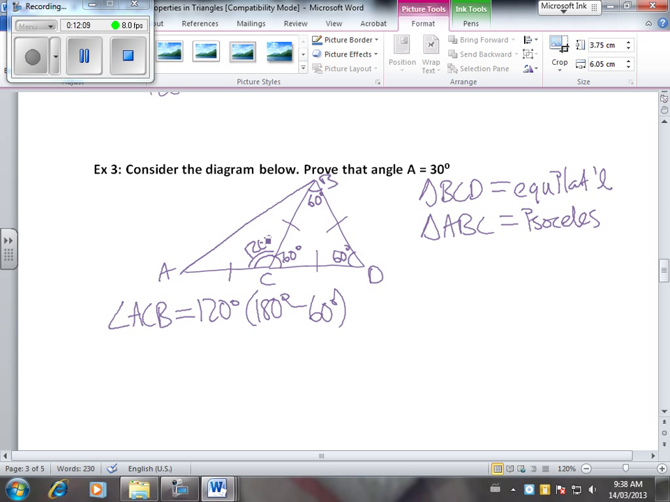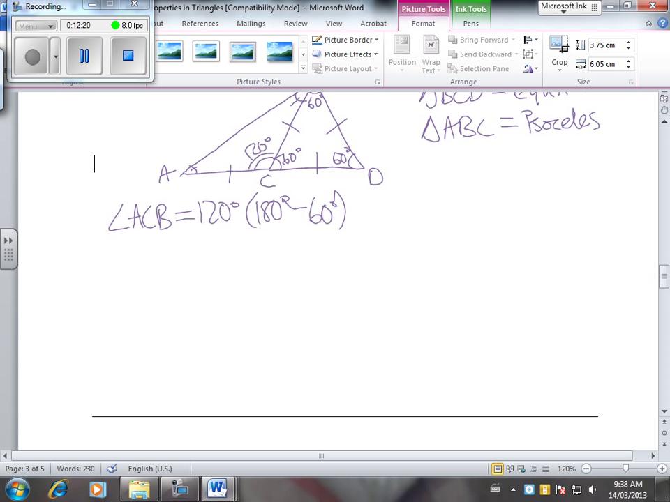So we want to prove that angle A is 30 degrees. Now we have that triangle ABC is an isosceles triangle, and we know one of the angles. Isosceles triangles mean that the angles opposite the equal sides are equal. Here are your equal sides, and here are your angles that are opposite them. So to find angle A equals what? We'll say this another way.